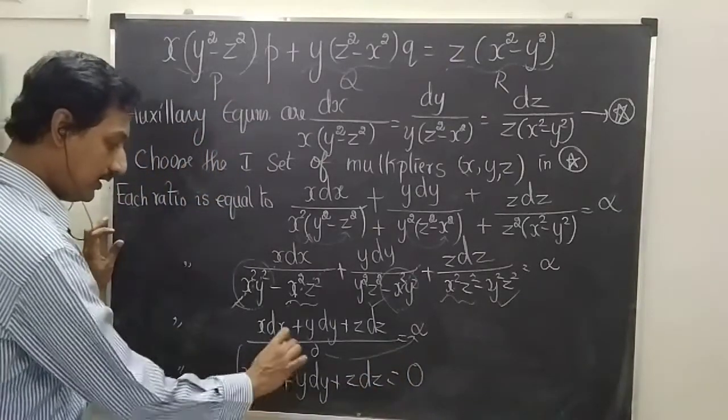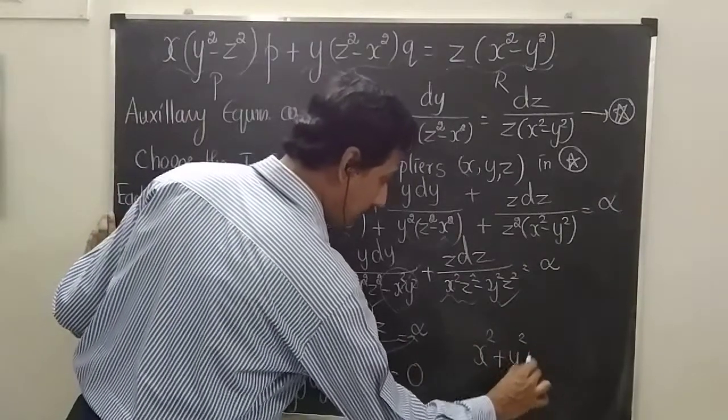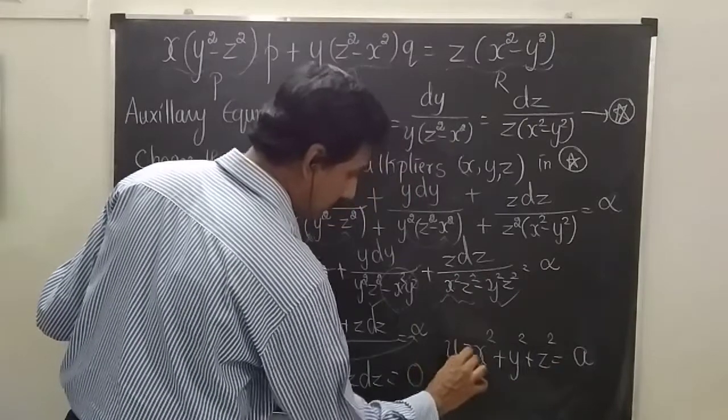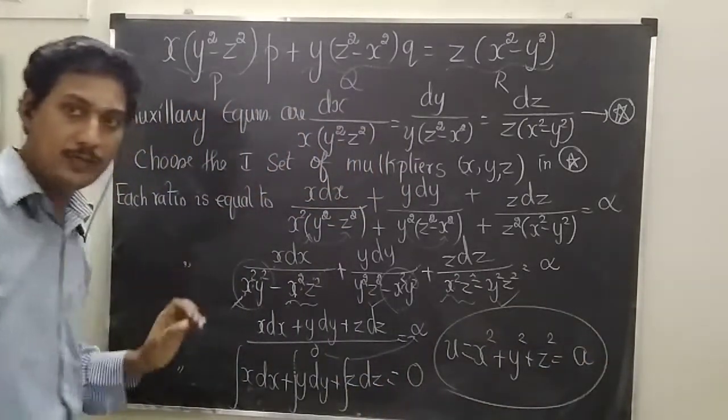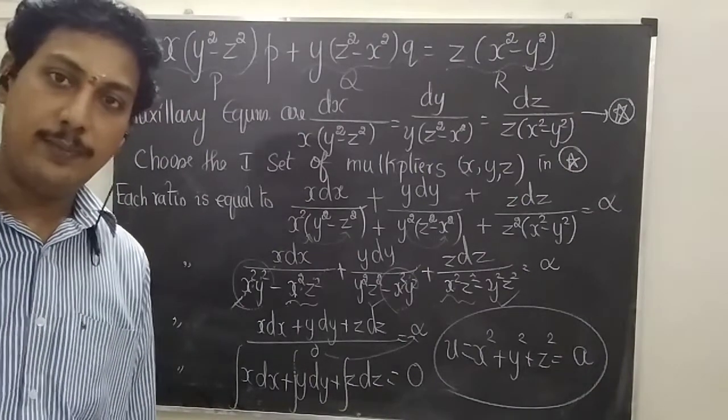Then we do the integration. Here I am getting x squared by 2 plus y squared by 2 plus z squared by 2 equals some constant, a squared by 2 or a. So this is my first independent solution with the help of the first set of multipliers x, y, z.